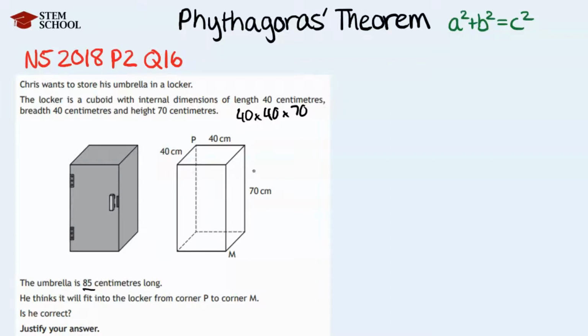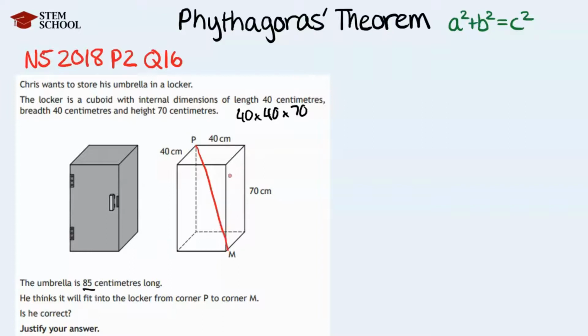So essentially what we have here, we have an umbrella 85 centimeters long. This guy thinks he can put the umbrella in this box at an angle from P to M. So essentially what we want to do is make sure the length from point P to point M is longer than 85 centimeters, because that means the umbrella will be able to fit. Okay, so what we'll do is we'll just draw on this diagram. So we'll draw a line from point P to point M. This is the length that we want to check.